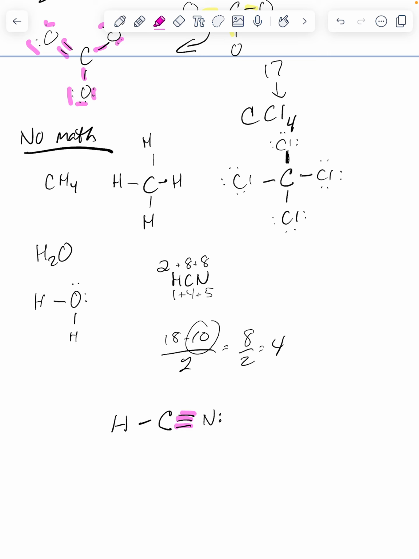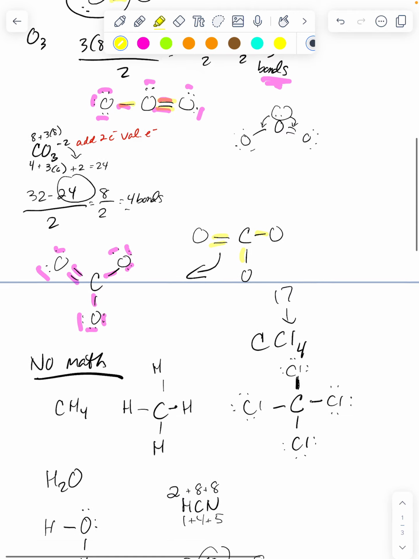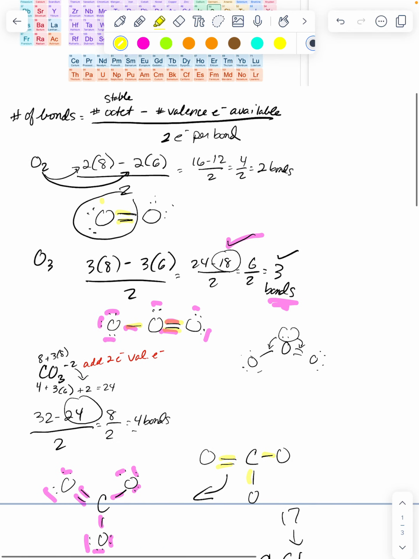Let's check them. Let's use yellow. 2, 4, 6, 8, 10 electrons given out. Done.